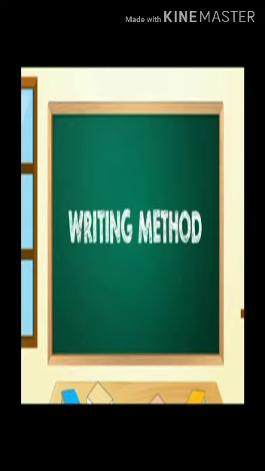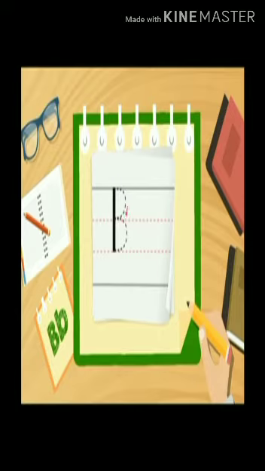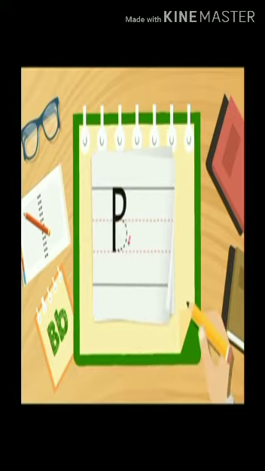How to write letter B? Capital B. Start from the top and draw a standing line down. Go back to the top and draw a curve to the middle. Then draw a curve joining the bottom.